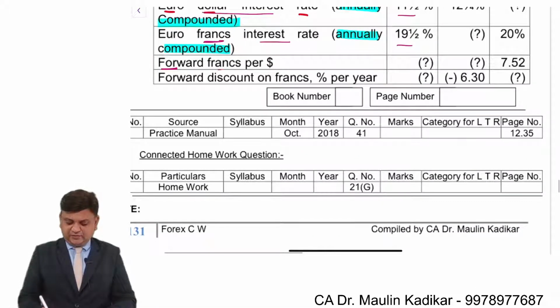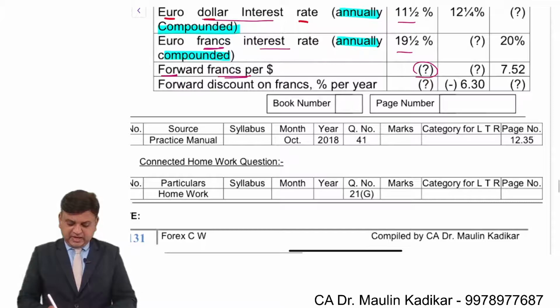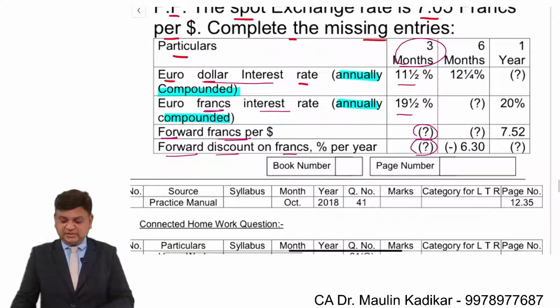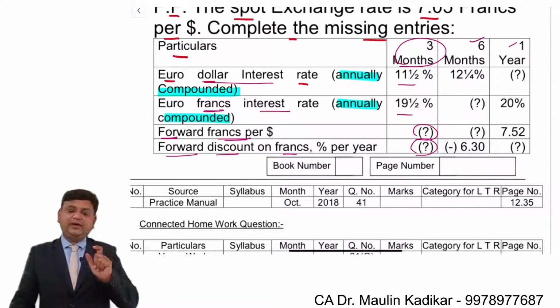Forward exchange rate for French franc per dollar is required to be calculated for a time period of 3 months. And forward discount on the French franc is provided to us. That is required to be found for 3 months. Similarly, 6 months and 1 year information is given, and we are required to find the complete, that is say the missing entries.